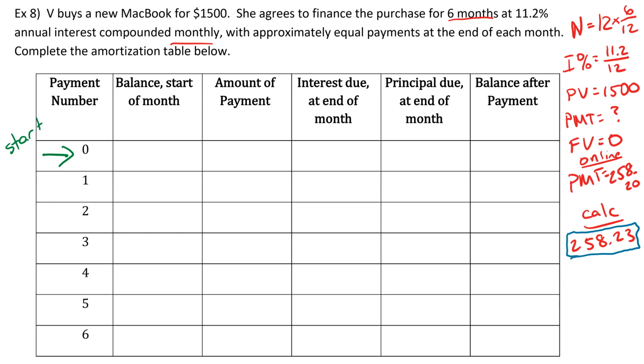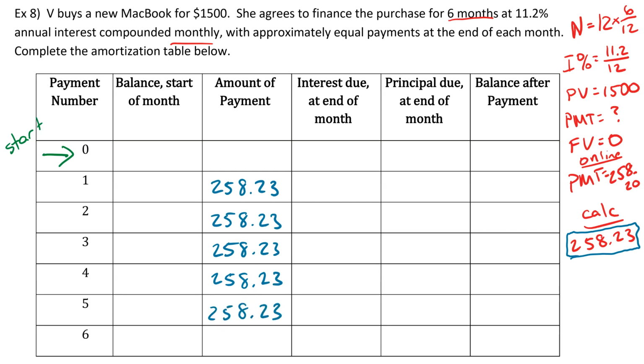Okay, so what we do with that payment is we're going to put 258.23 in all six of the payment slots, because every single month we're paying that same amount. Now remember, the start is where we had our actual initial loan, so we're going to put $1,500 over here. And again, we're not going to touch any of these. I'm just going to use these as labels to show you what we're doing for each column. So for the amount of payment column, that was us using TVM.